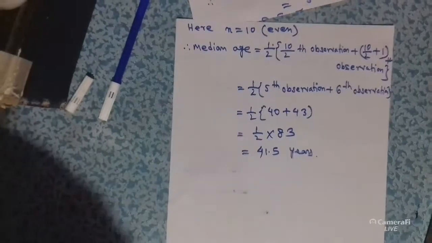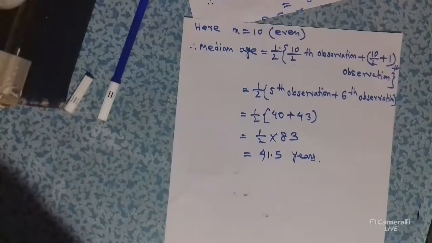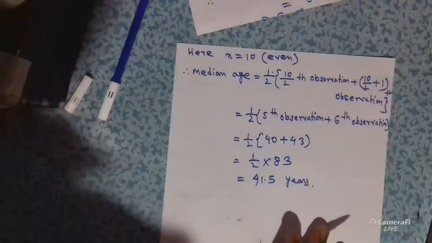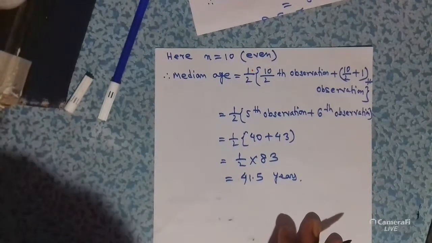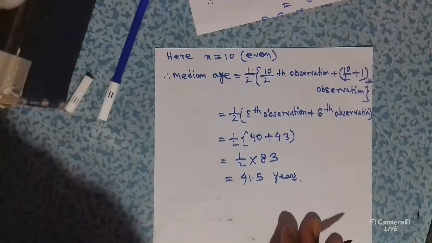One student asked me, sir, repeat again shortly. So students, this is not so tough, this is very easy. You have to remember the methods: when n is odd, then 1 by 2 n plus 1; when n is even, then 1 by 2 n by 2th observation plus n by 2 plus 1th observation. Just remember these two methods and apply them when you solve the maths. Maximum students said no doubt. Okay, so I will continue.